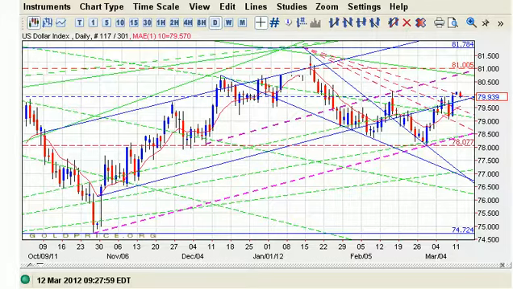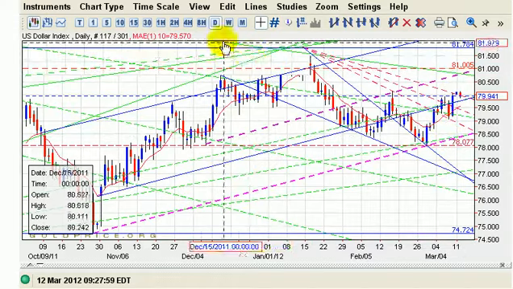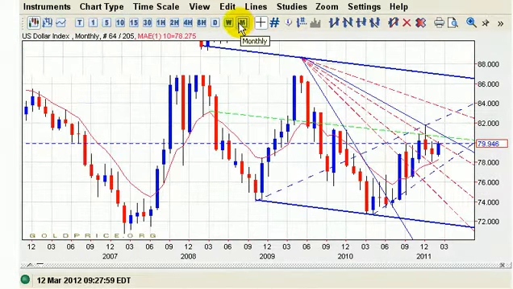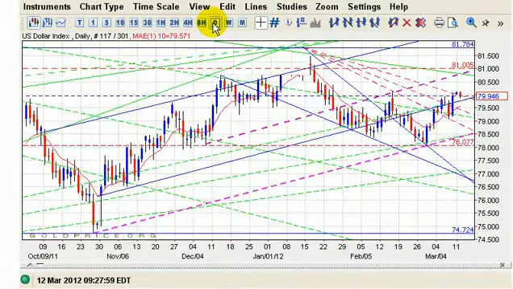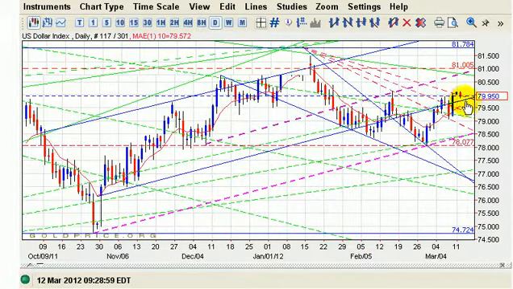But we will be concentrating on the technical side of the US dollar index here, on a daily basis, which we are currently presenting to you, as well as a weekly and a monthly basis. However, let's start off with the daily. Right now, the current market is at 79.95 from a low of 78.09.